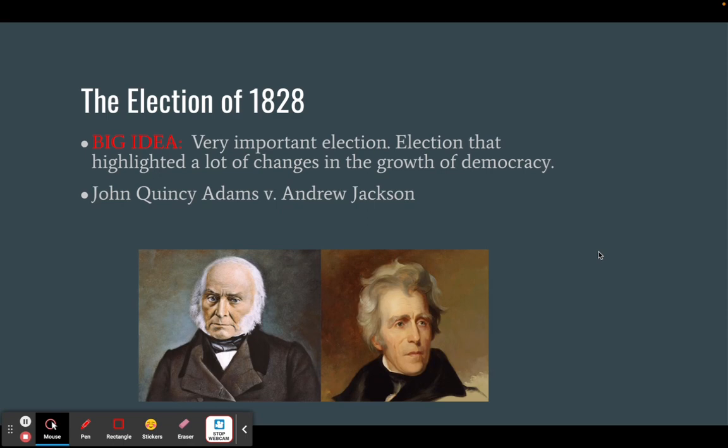So the election of 1828 was an extremely important election. The big idea is the election highlighted a lot of changes. You have John Quincy Adams. John Quincy Adams is the son of John Adams, the second president. He had served as Secretary of State prior to this. And then we have Andrew Jackson, who is a former general from the War of 1812, very popular, very well known.